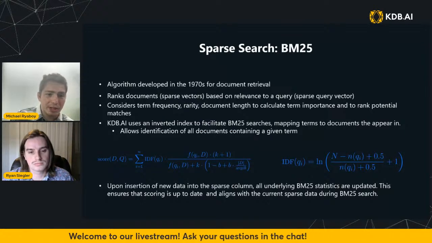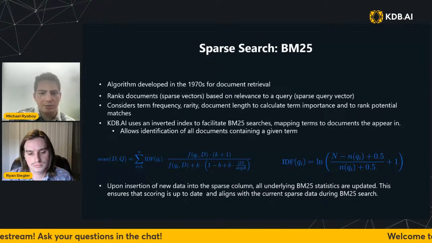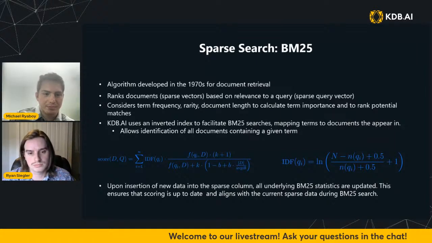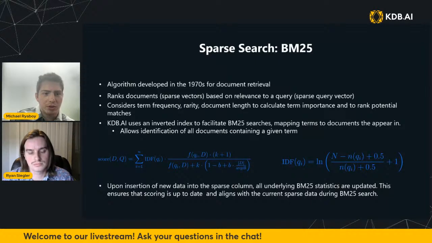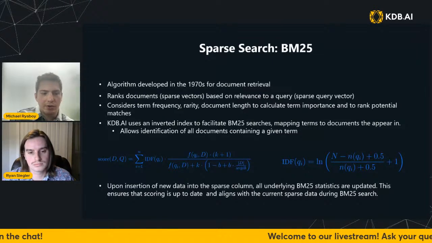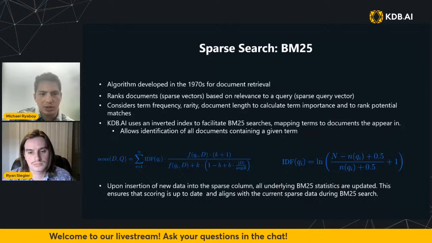But what's important here with KDB AI is once you insert new data for a sparse column, all the underlying BM25 statistics are updated. That just means your scores are always up to date. And most of our competitors, as far as I know, don't have this. Now, this is important because whenever you have new data coming in, you don't have to wait for the entire index to update. And it will always be correct no matter how much data you're putting in.